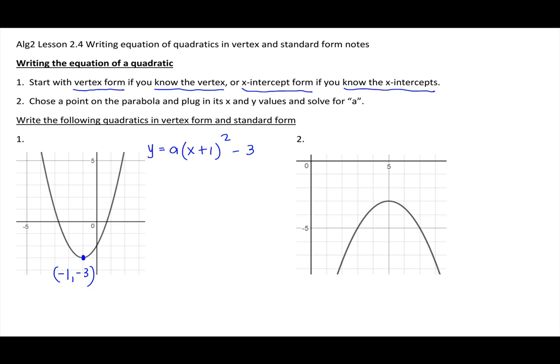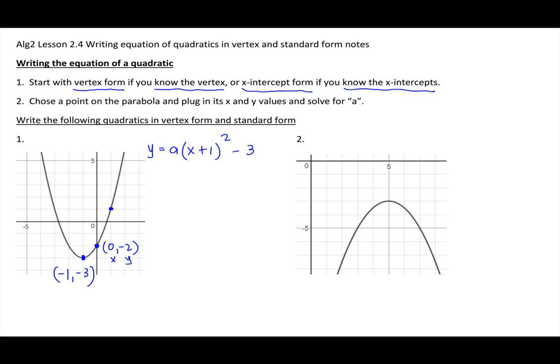Now we need to find out what a is. In order to find out what a is, you need to find another point on the parabola that crosses at a perfect corner on the graph. Where does the parabola cross at a perfect corner? I see this point right here, or I could possibly even use this point. I'll just use this point right here. This is 0, -2. So this is my x and my y. I'm going to take the x and the y and plug them into the vertex form.